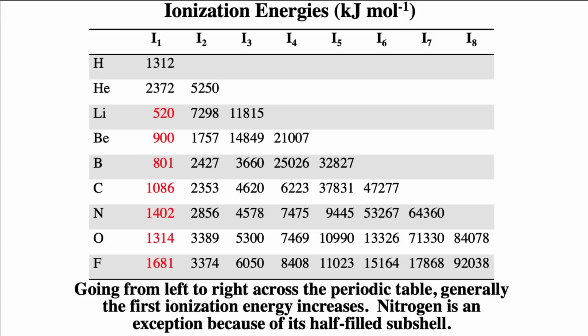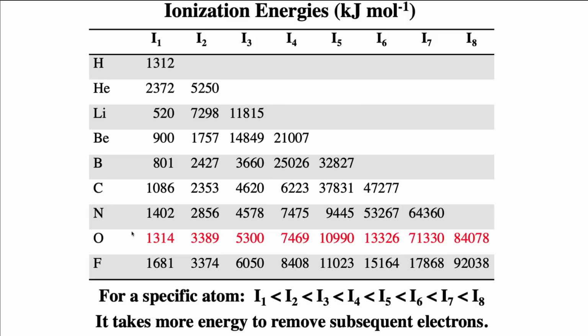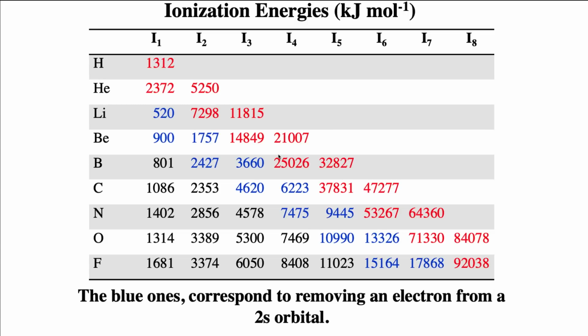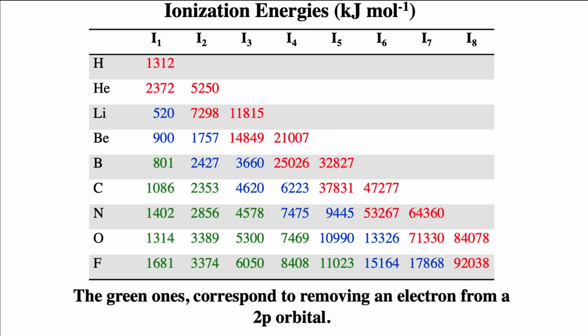Going from left to right across the periodic table, generally the first ionization energy increases. Nitrogen is an exception because nitrogen has that half-filled subshell of the p orbitals, and so it's a little bit extra stable, and so it takes a little bit more energy. If we look at oxygen, again, I1 is always less than I2, always less than I3, always less than I4 for a specific element. Now it's kind of interesting. The red ones correspond to removing the electron from the 1s orbital, the blue ones for the 2s, and the green ones would be the 2p.